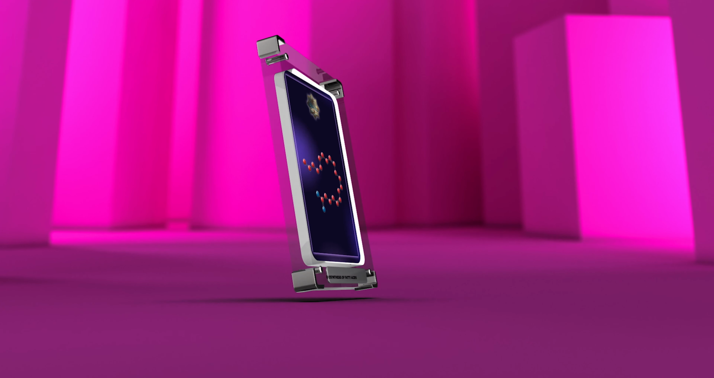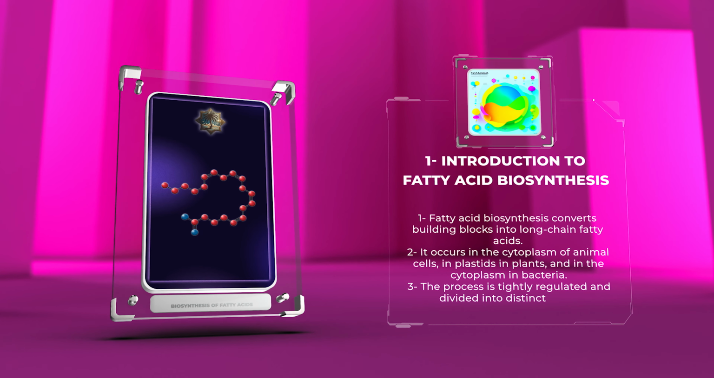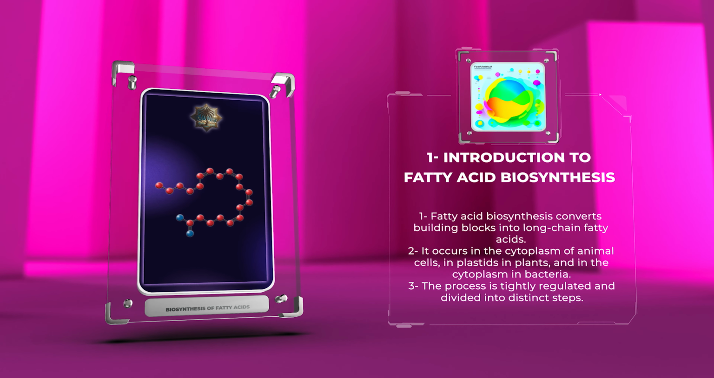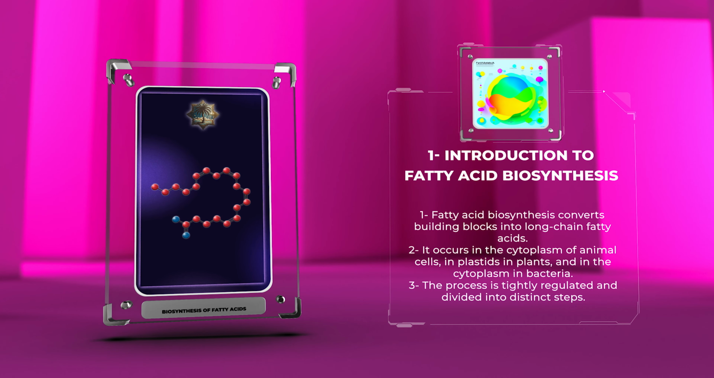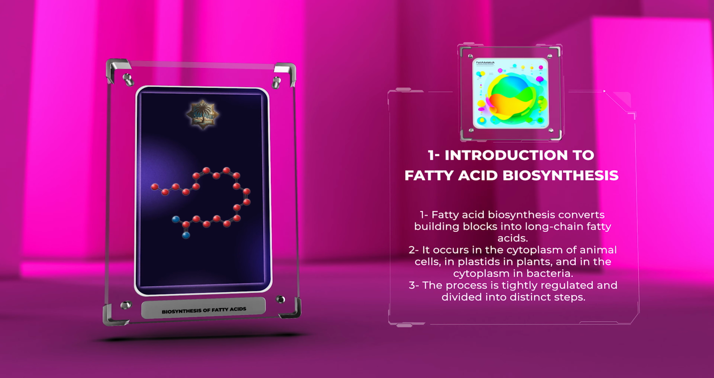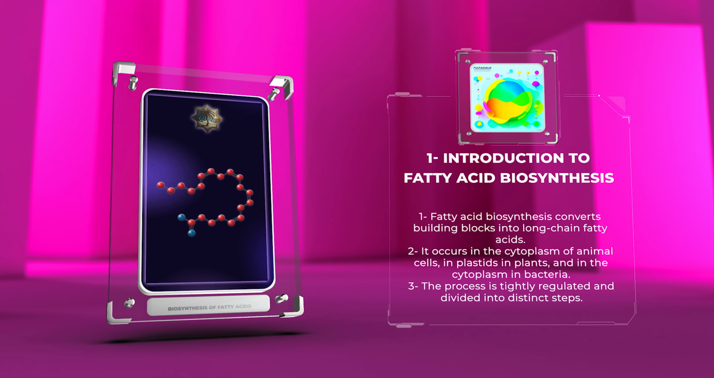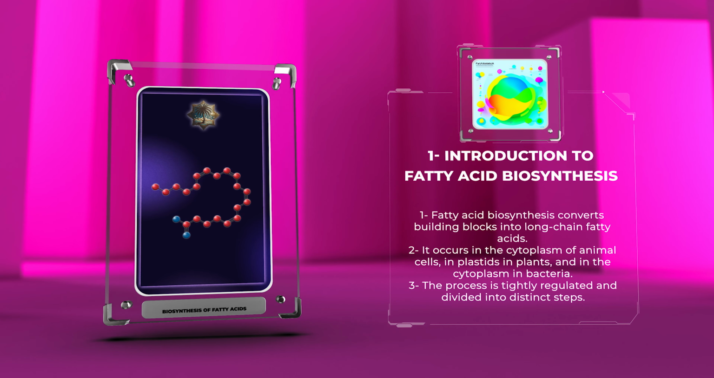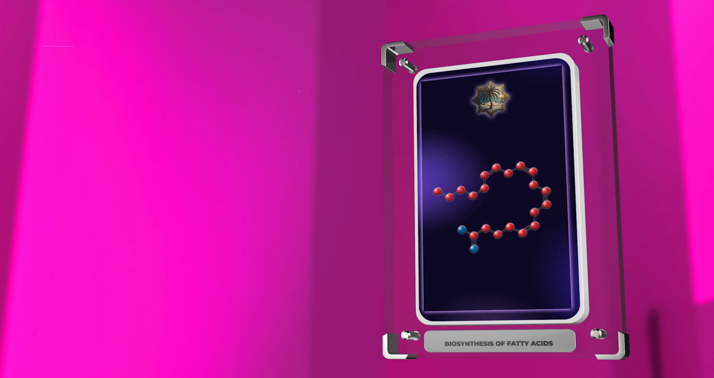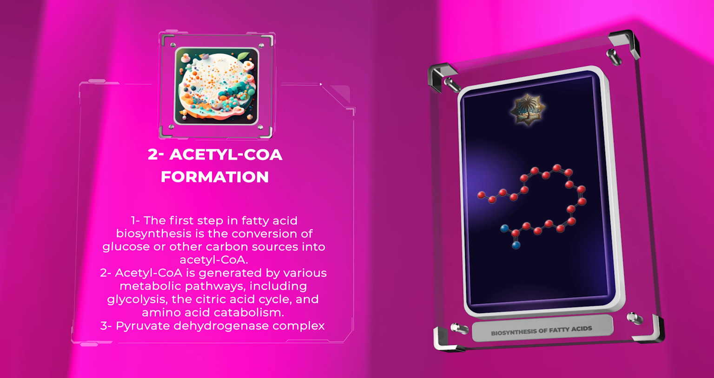Fatty acid biosynthesis is an enzymatic process that converts simple building blocks into long-chain fatty acids. It occurs primarily in the cytoplasm of animal cells, while in plants and bacteria, it occurs in the plastids and cytoplasm, respectively. The process is tightly regulated to match the cellular demand for fatty acids and is divided into several distinct steps. The first step in fatty acid biosynthesis involves the conversion of glucose or other carbon sources into acetyl-CoA.